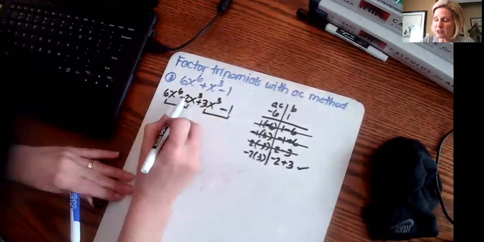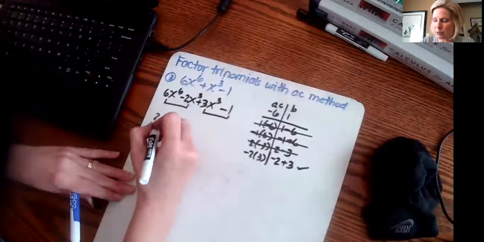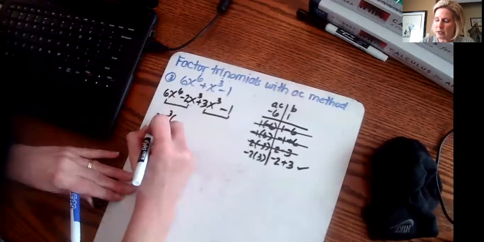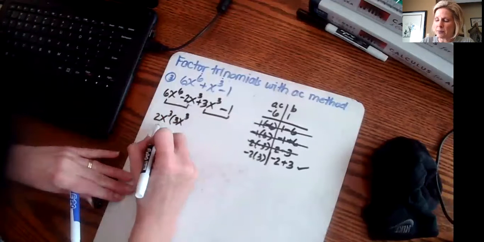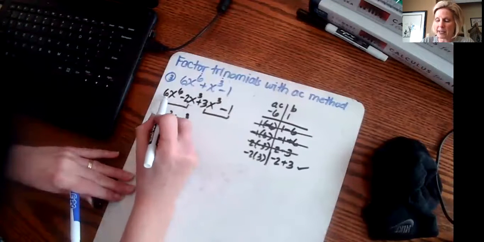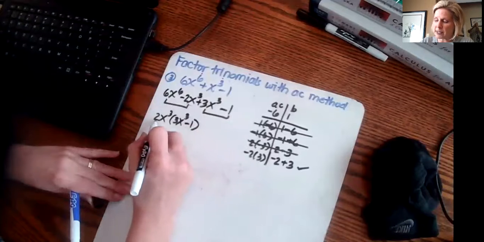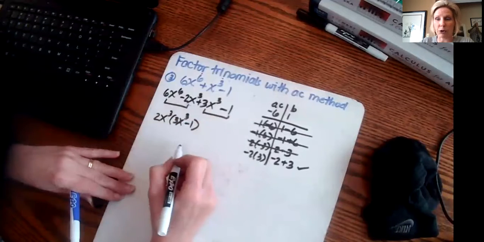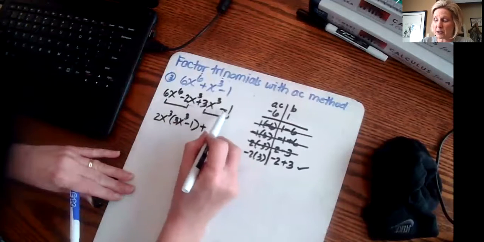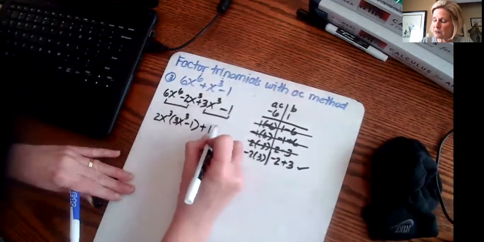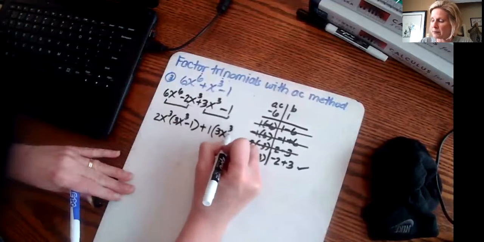So I'm looking at 6 and 2, and I know 2 is a GCF. X to the 6th, x to the 3rd, x to the 3rd is my GCF. So 2 times 3 and x cubed times x cubed would give you 6x to the 6th. And then I'm going to have minus 1 because that'll give you minus 2x to the 3rd. This plus sign must drop. There's nothing that goes into both 3 and 1, so your GCF is just 1. And I am going to write the 1 there because it helps me with my next step.